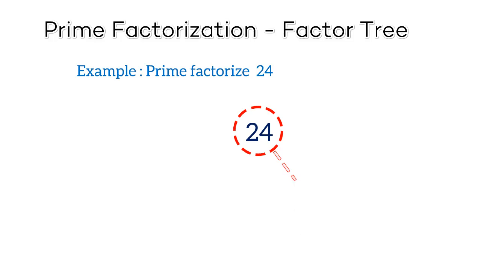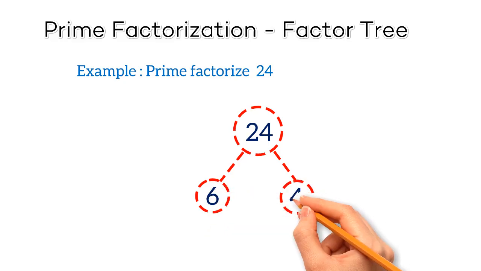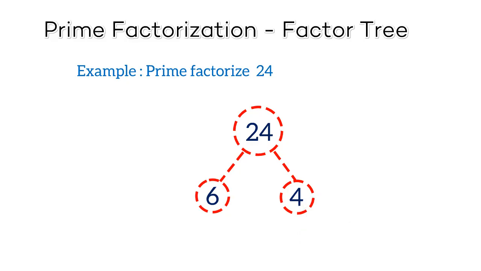For the given number 24, consider any two factors. Let's consider 6 and 4. Now write 6 and 4 as the branches of 24. Now, find the factors of 6 and 4. Consider prime numbers if there are.